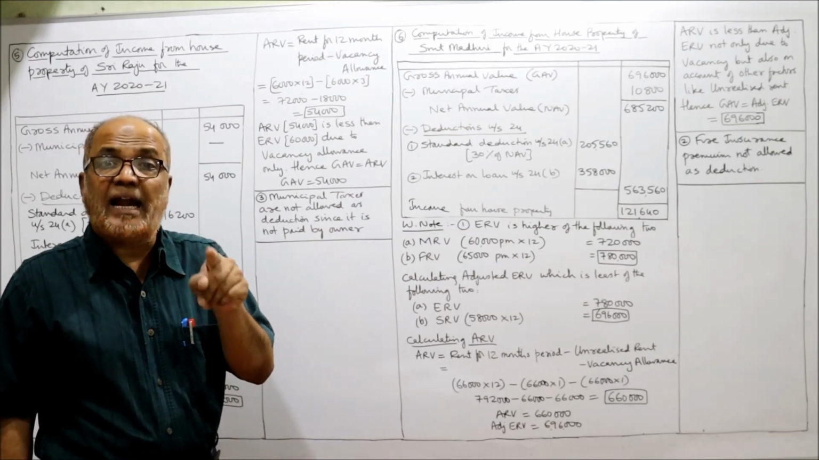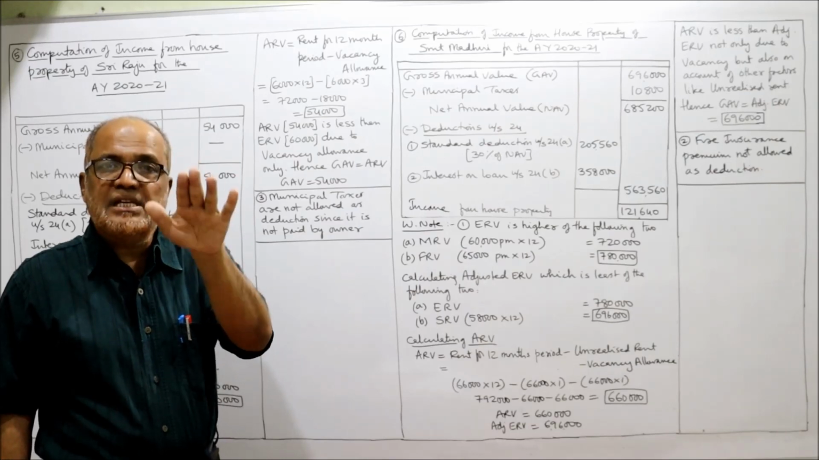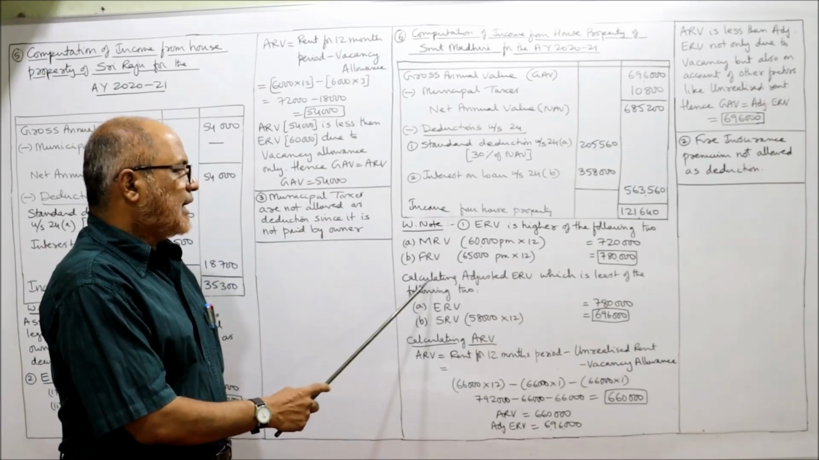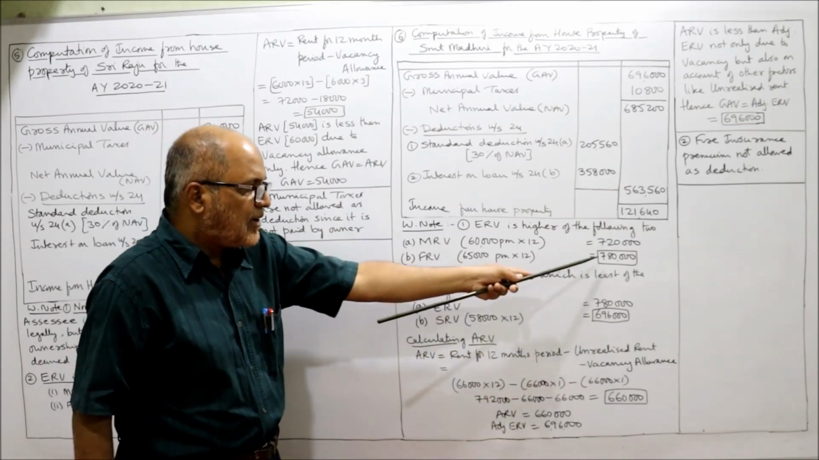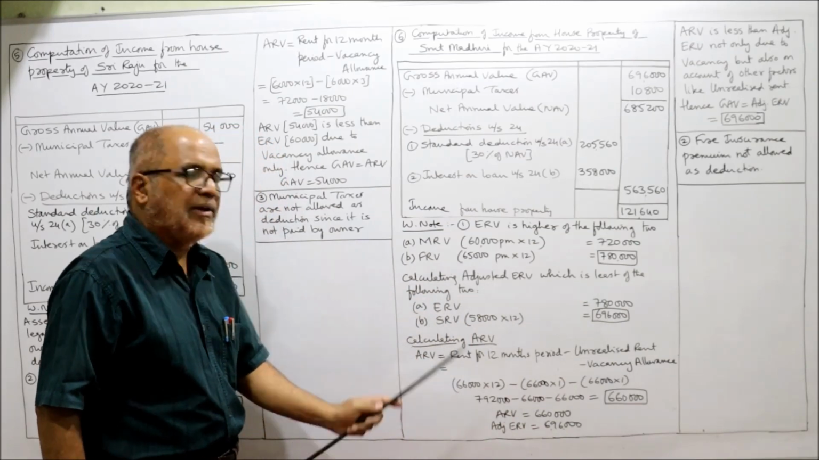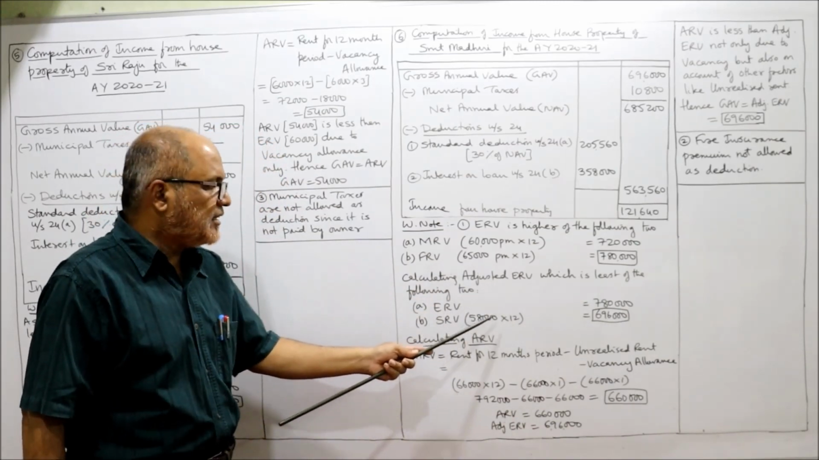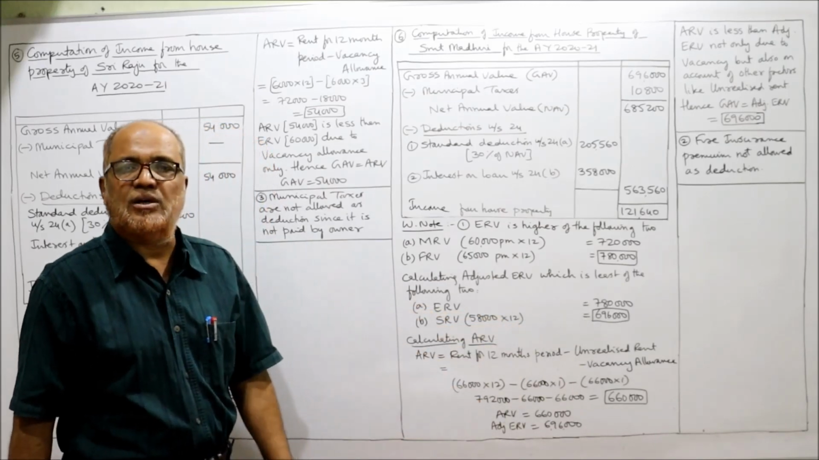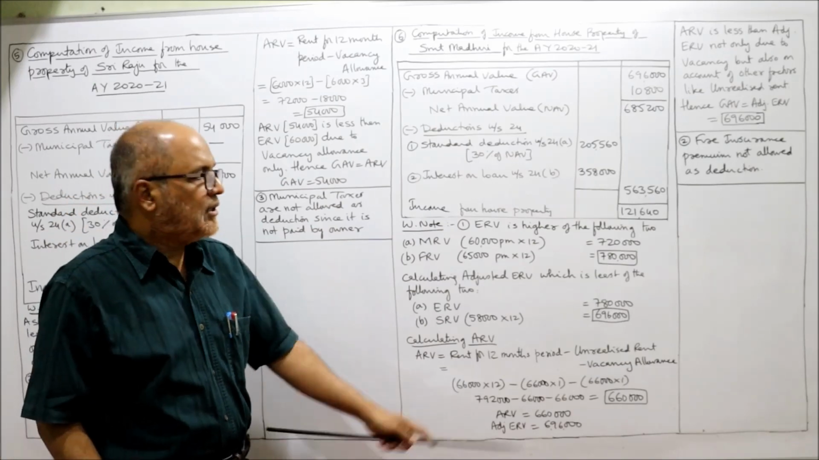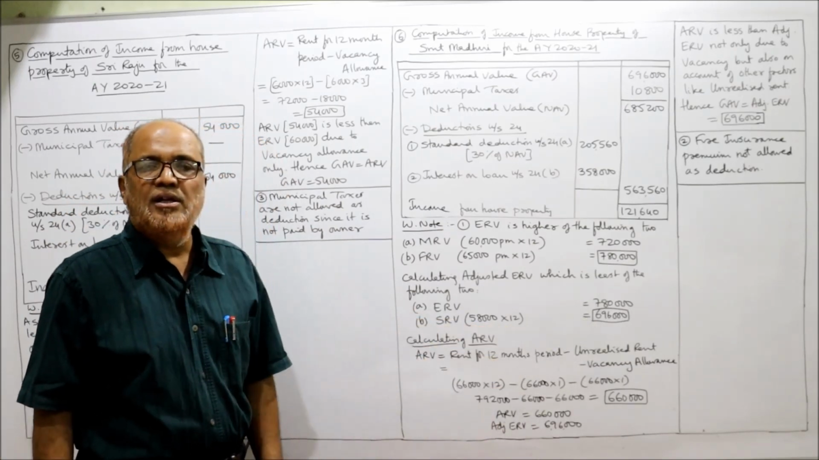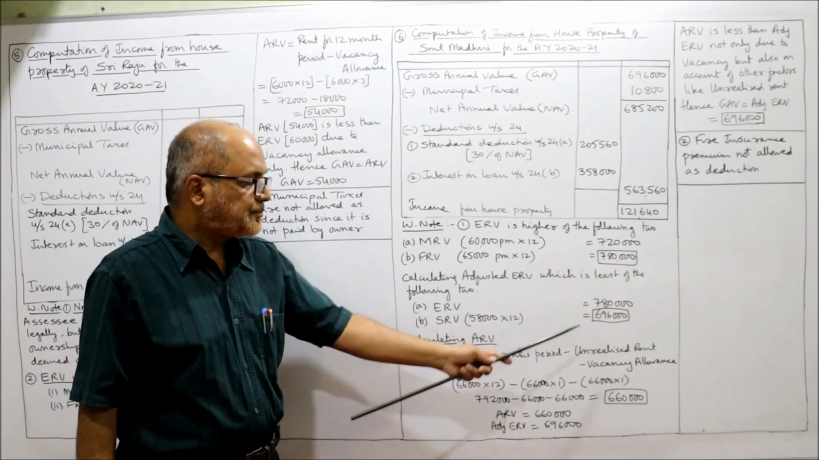Second step, you have to calculate adjusted ERV, which is the lower, the least of the following two. ERV: how much ERV we got? 7,80,000. SRV, standard rental value, 58,000 per month given in the problem. 58,000 into 12, 6,96,000. The lower of these two is the adjusted ERV. The lower is 6,96,000. So 6,96,000 is the adjusted ERV.